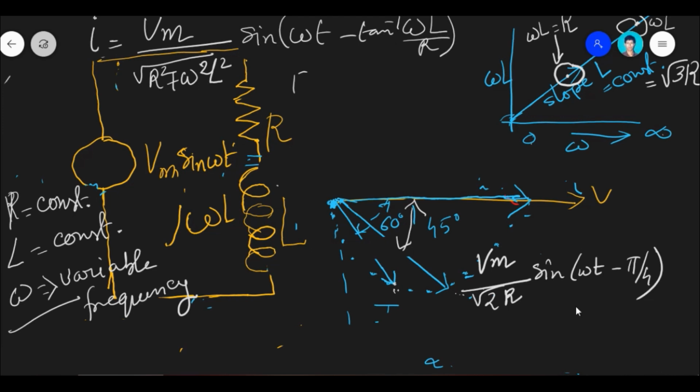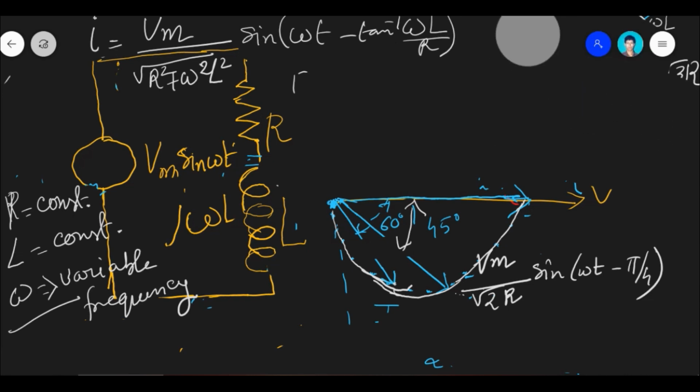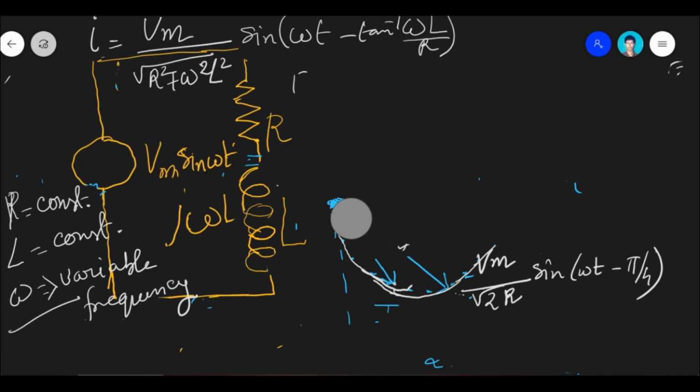So we have noticed that magnitude is continuously decreasing and lagging angle is continuously increasing. So if that is the case, then for each value of omega we will get a different tip of the phasor, and if we join all of them for continuous variation of omega, we will get something like this. This is called the current locus of our circuit. Let me draw it clearly so that you can understand.